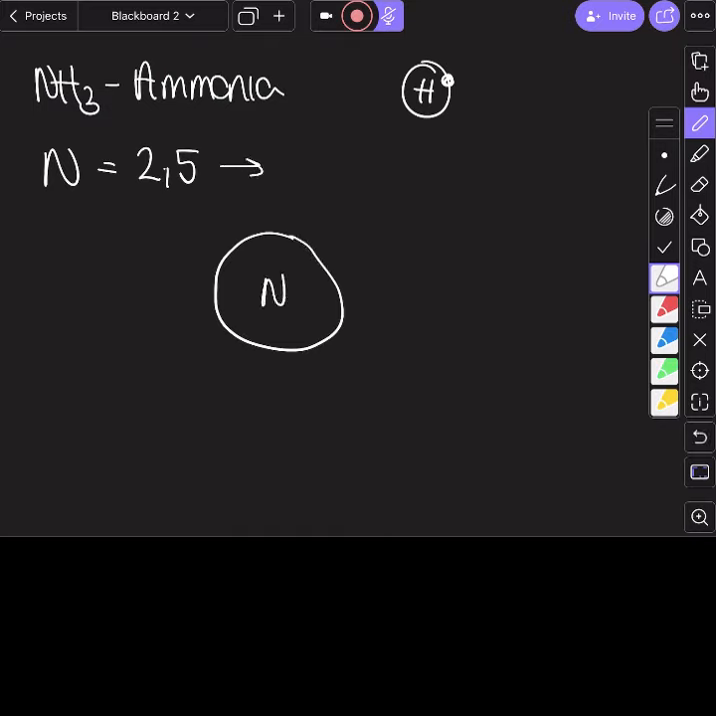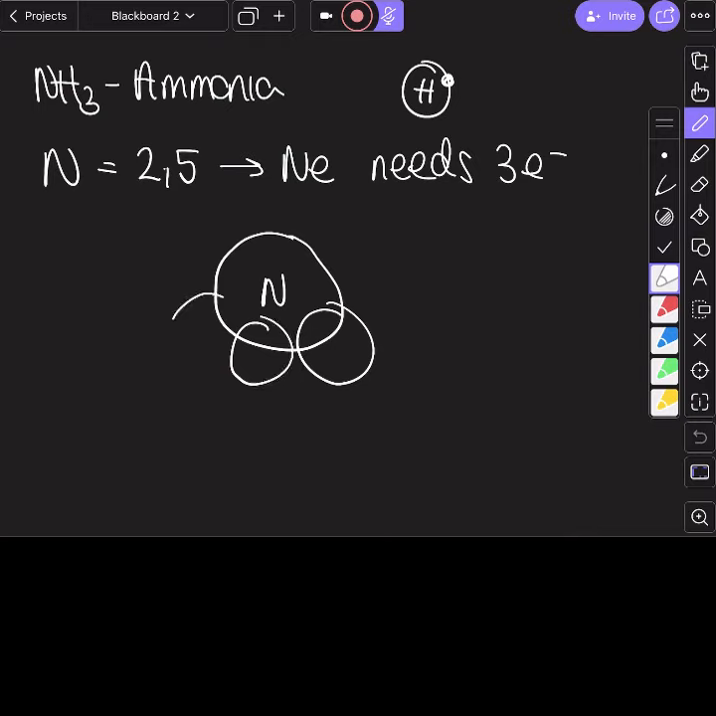This essentially wants to be neon, so it needs 3 electrons for happiness. And it's going to get those 3 by sharing with each hydrogen. Now I'm going to draw them down here like this, and so I'm putting in my hydrogen and I'm putting in my single electron from each hydrogen, and we now have 5 electrons for neon. So 1, 2, 3 get shared, so nitrogen has 2 left over, and we put them up at the top.